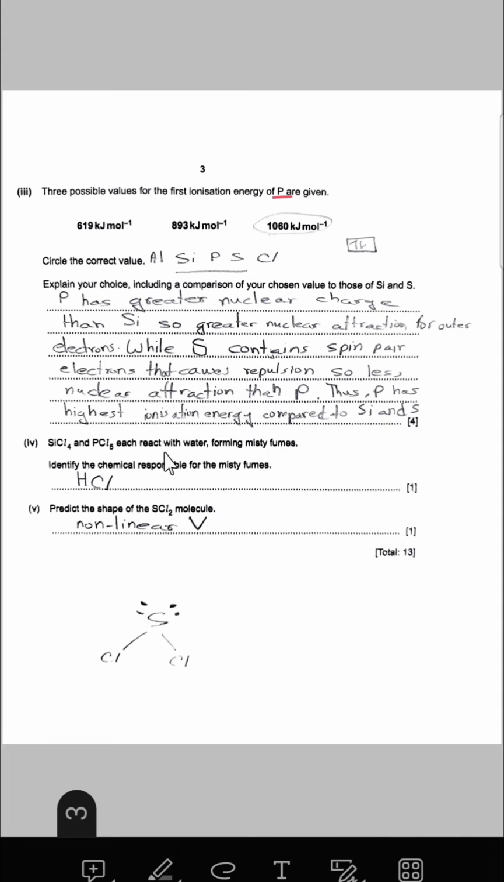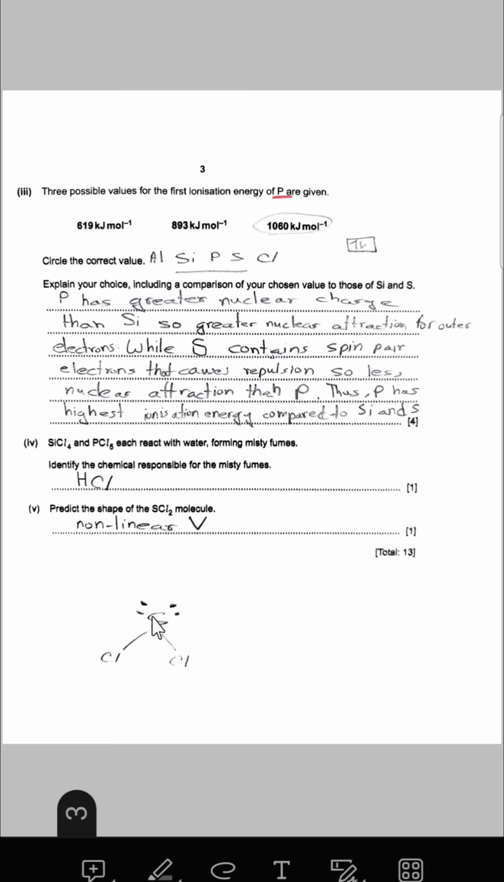Silicon chloride and phosphorus chloride react with water to form misty fumes. These misty fumes are basically hydrogen chloride, because when silicon chloride reacts with water, it forms silicon oxide and HCl. Also phosphorus chloride reacts with water to form phosphorus oxide and HCl. So HCl is formed. Predict the shape of the SCl2 molecule.